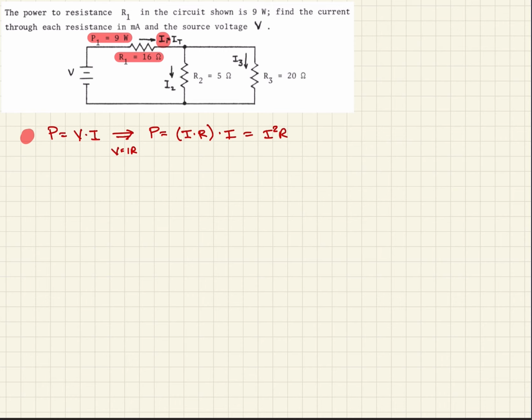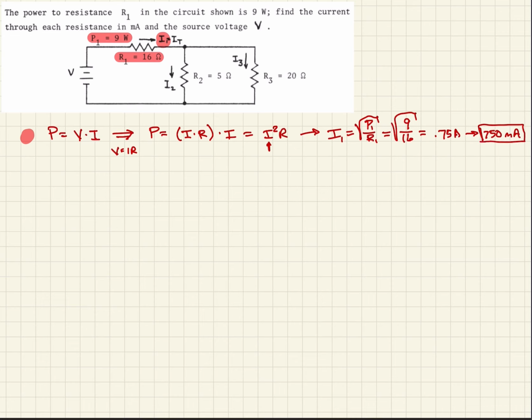But we want to solve this equation for the current, right? So when we do that, we divide both sides by R and take the square root. So in this case, I1, what we're looking for, will be the square root of P1 over R1. If we plug those values in, we'll have 9 watts over 16 ohms. Take the square root, and if we plug that into the calculator, we'll get 0.75 amps, or 750 milliamps. All right, so there's I1.